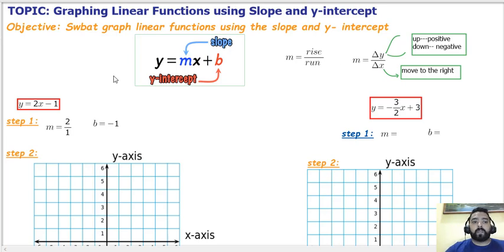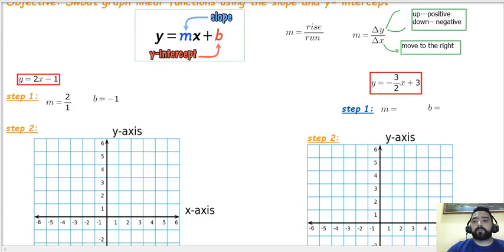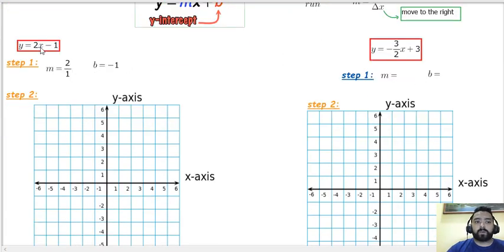undefined slope. So here we have the function y equals 2x minus 1, and first you need to identify the slope. The slope is 2, but remember we write it as a fraction because we need the run. So it's going to be 2 over 1, and the y-intercept is going to be negative 1.